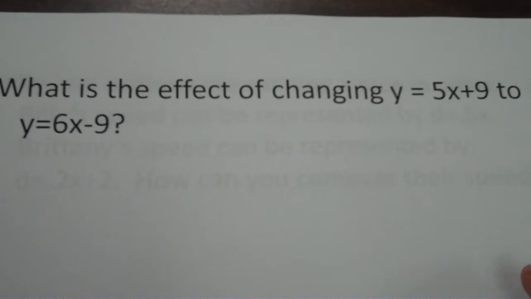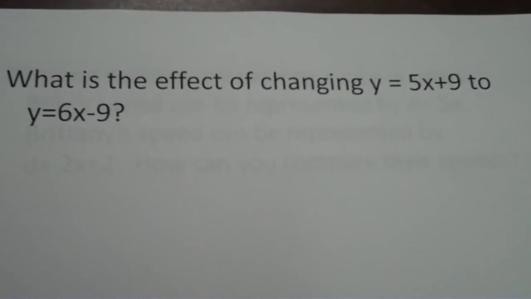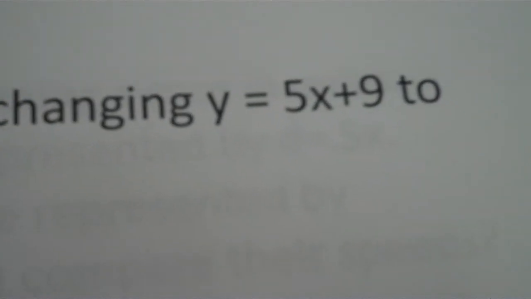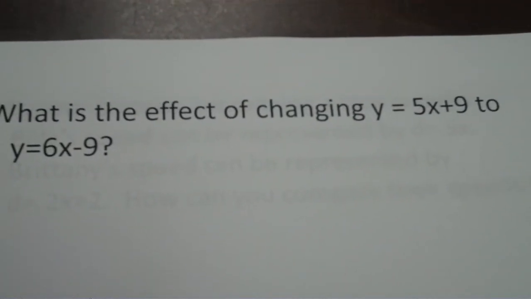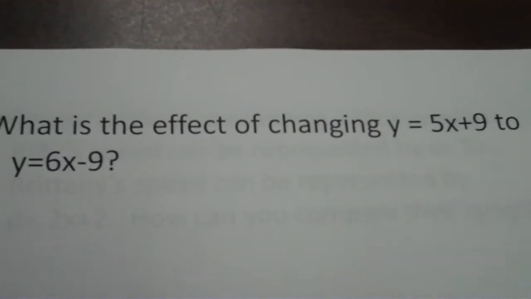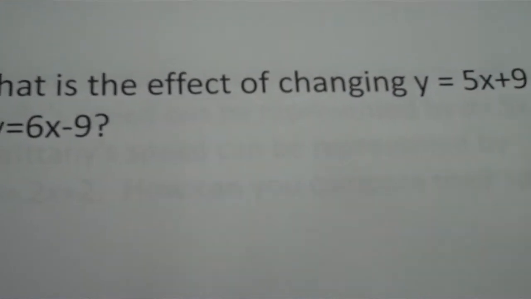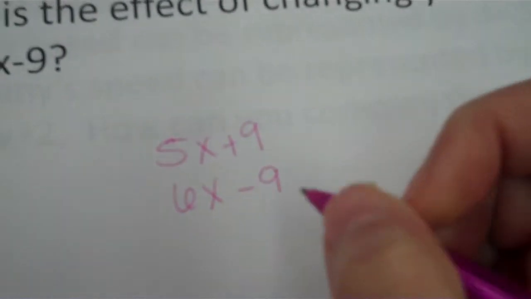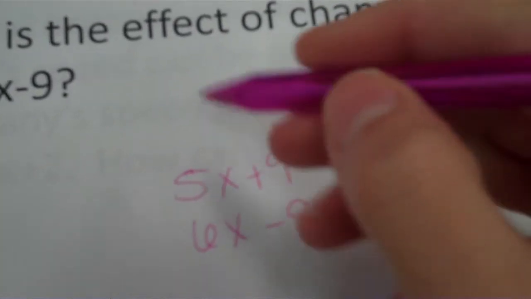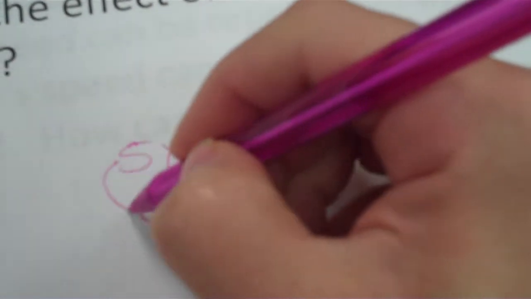Number 1, I need you to actually write this down. What is the effect of changing y equals 5x plus 9 to y equals 6x minus 9? So pause if you need to write it down. If not, I'm going to assume that you've already written it down. So I'm just going to go ahead and write them close together. I had 5x plus 9, and now I'm at 6x minus 9. Okay? So if we remember, slope, it was 5, and now it went to 6.